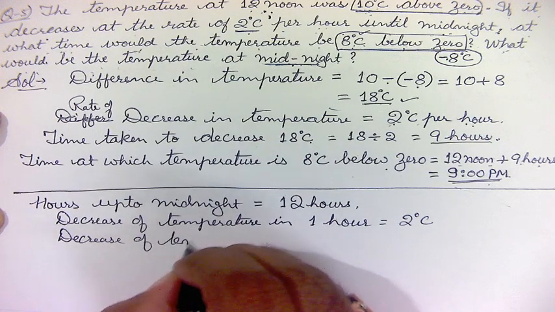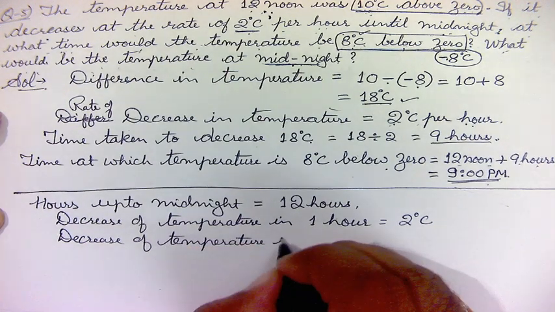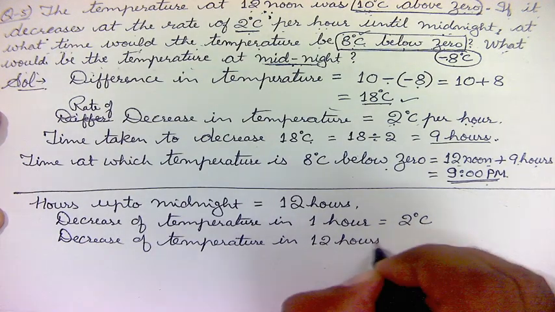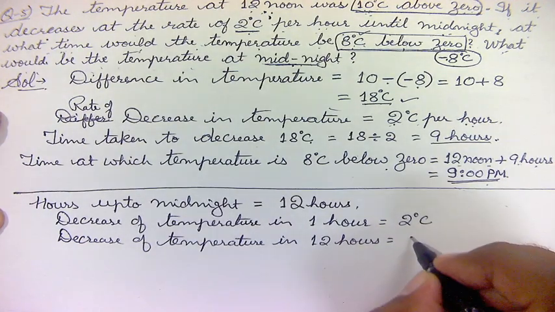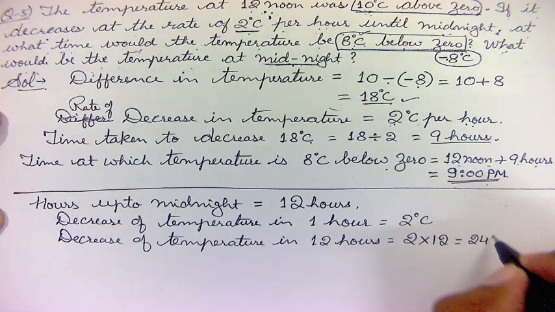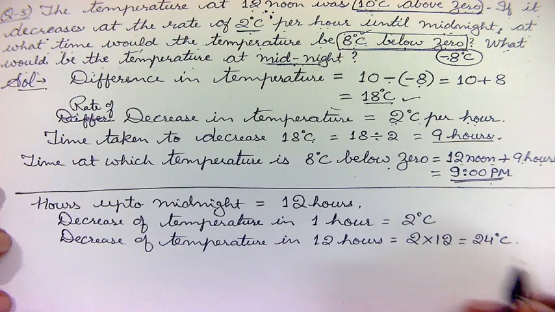Then decrease of temperature in 12 hours. Now in 12 hours how much temperature will be decreased? 2 multiply 12, that is 24 degrees Celsius. तो 24 डिग्री सेल्सियस कम हो जाएगा.